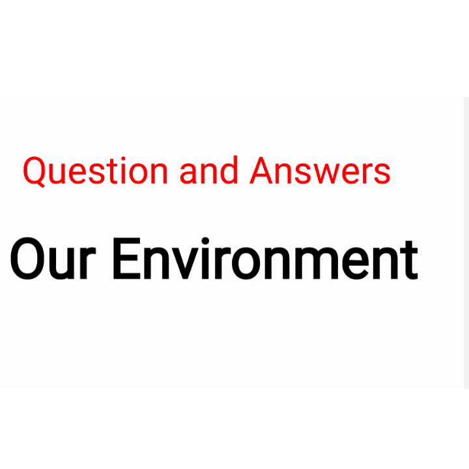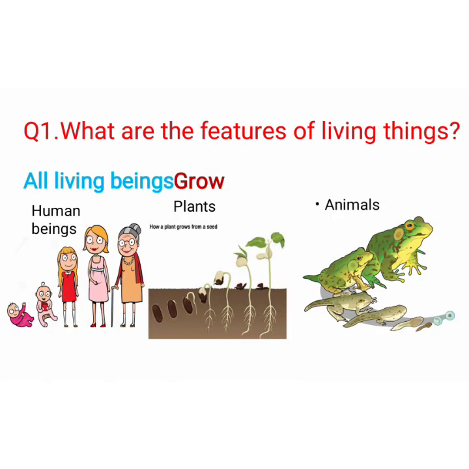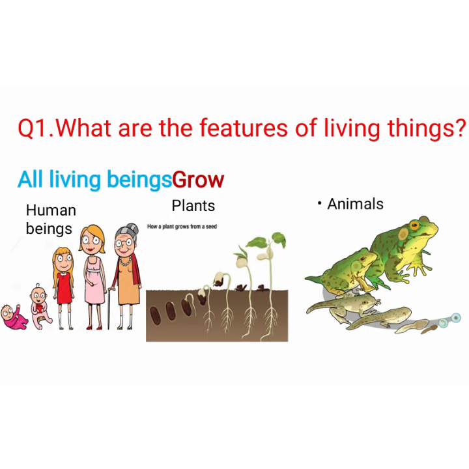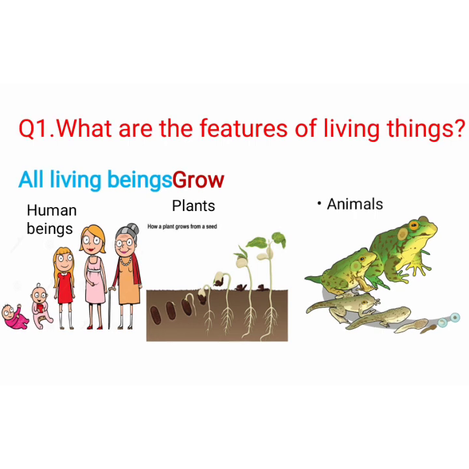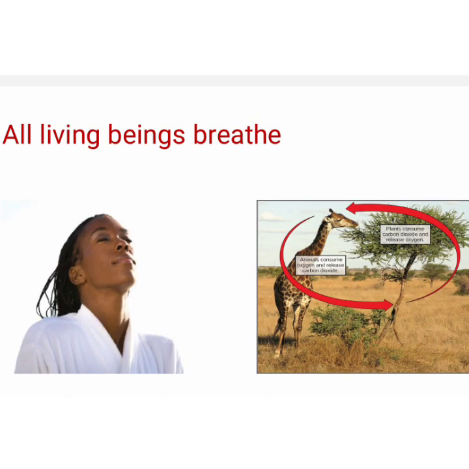Children, let's see the PPT now. We will do the question answers of our environment. Okay children? So our first question is, what are the features of living things? As we all know, all living beings grow, whether they are human beings, plants or animals. Here you can see the child has become an adult, seed has grown into a plant and eggs have become frogs. All living beings breathe.